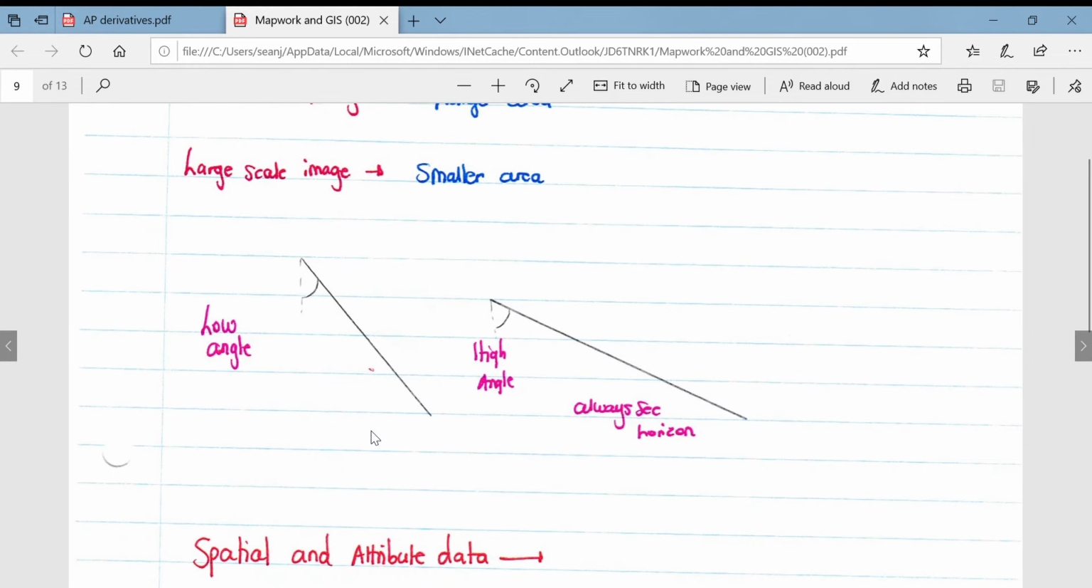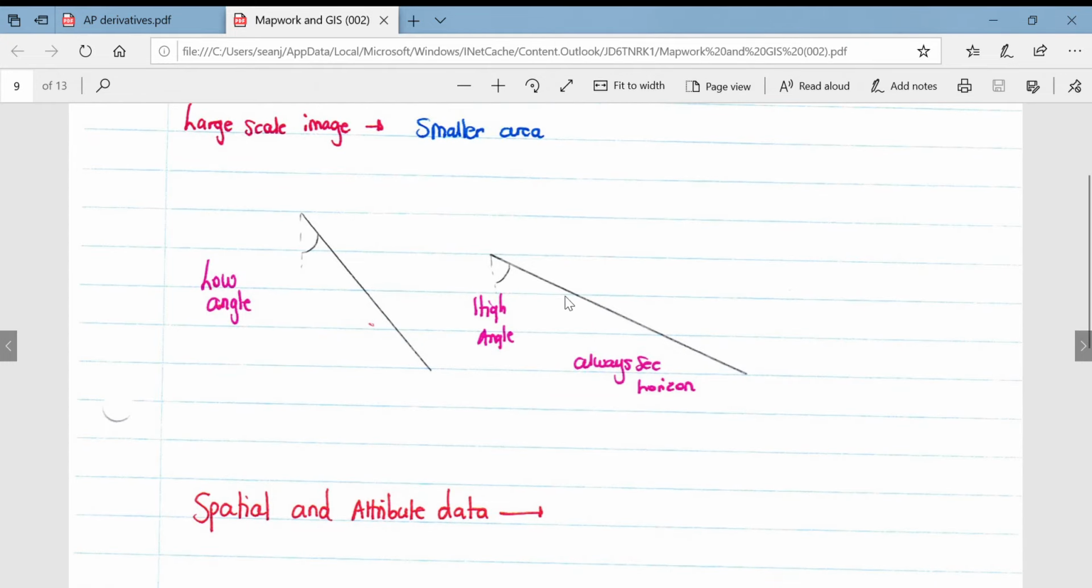Then if we look at low angle and high angle shots, an easy way to remember: a low angle shot has a smaller angle than a high angle shot. Please note, in a high angle shot you can always see the horizon.